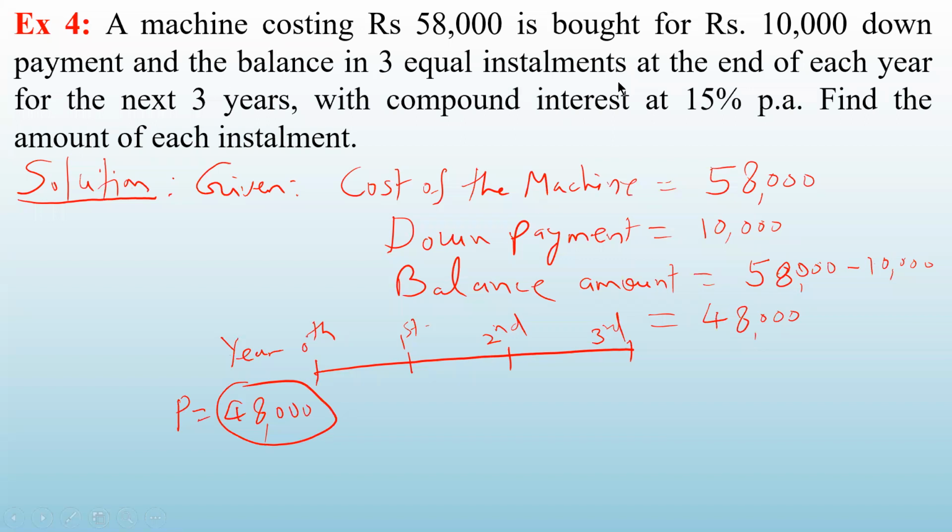And the balance in 3 equal installments at the end of each year for the next 3 years with compound interest at 15% per annum. Find the amount of each installment. What will be the installment amount? So you have to find out the value of C. Okay, so first of all, try to understand the question. Write down what is given to you and what is asked.